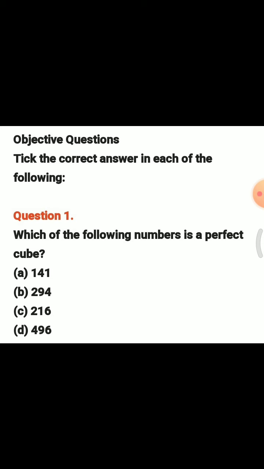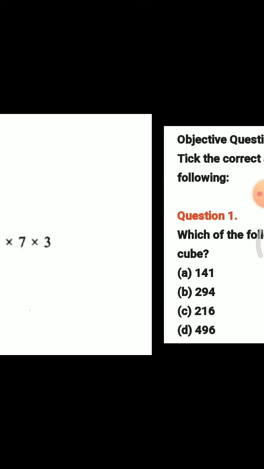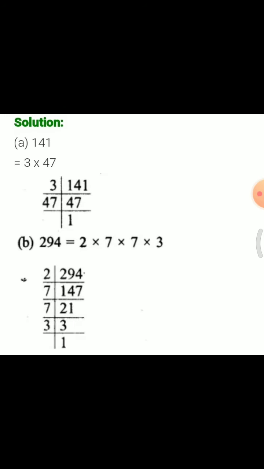At first we find the factors of 141. So we divide 141 by 3. 3 4s are 12 and 3 7s are 21. After that 47 is a prime number because it is not divisible by any number. So this number is divisible only by 47. So 47 1s are 47. You see here it is not a perfect cube.